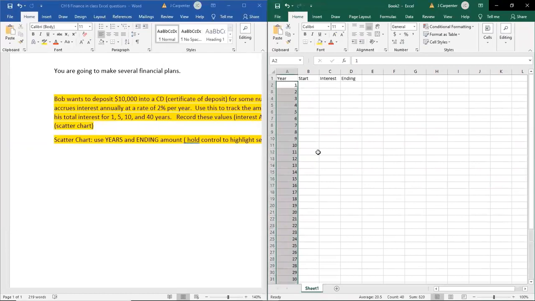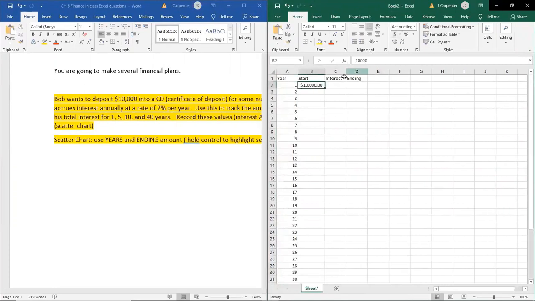Wow, that was easy. The starting amount, that was the $10,000. So let's go $10,000, and let's format that as currency. Then the interest is going to be, let me actually just put the rate somewhere so that way I can change it. So our interest rate is going to be 2%. Just widen this column a little.